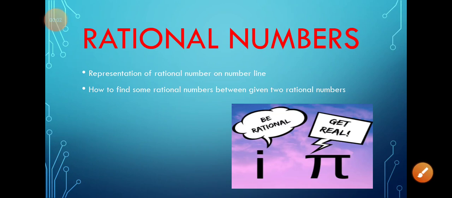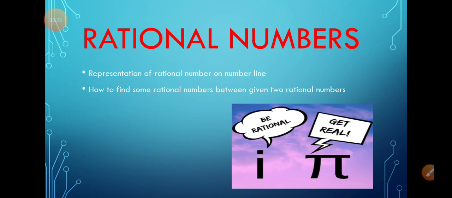Good morning, students. Today, in this session of rational numbers, we are going to study the representation of rational numbers on a number line. You have studied in your last class how to represent a given rational number on the number line, and the second topic is how to find some rational numbers between two given rational numbers. You studied this topic last year also, but again we will study it, and this is the last topic of this exercise.